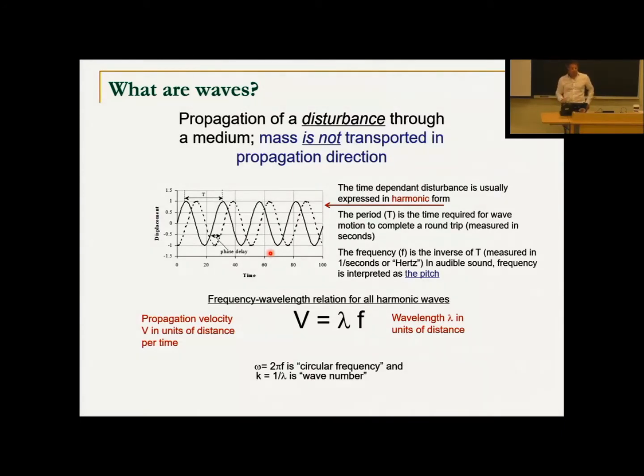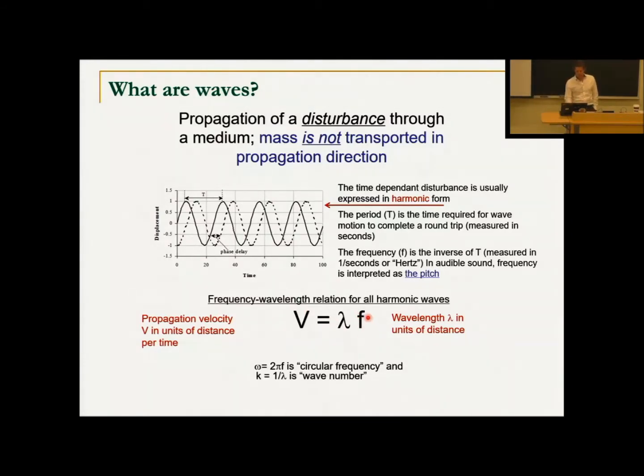Now, we assume this fundamental relation for all harmonic waves, and that is that the wavelength is inversely related to the frequency through a constant wave propagation velocity. In the next slide, I'll explain a little bit more about what that means.